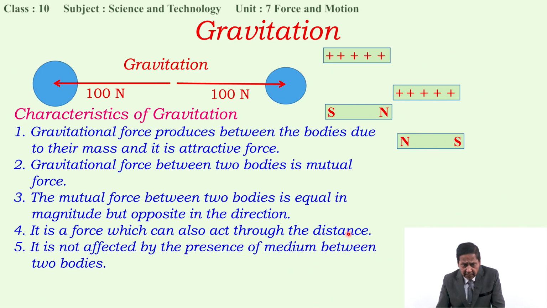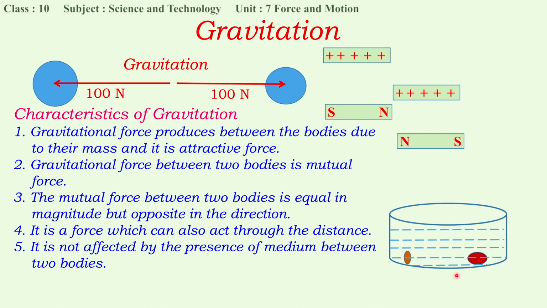Now look at this another one. It is not affected by the presence of a medium between two bodies. What is the meaning of this? I want to give one example. Look at this vessel where water is taken and two bodies are sinking in this water. Now what do you think? Do they attract each other or not? Yes, certainly they attract each other. Any bodies of this universe attract each other because of their mass. That's why this one attracts the first one towards its center, and the first one attracts the second one towards its center. And there is no effect of the presence of water.